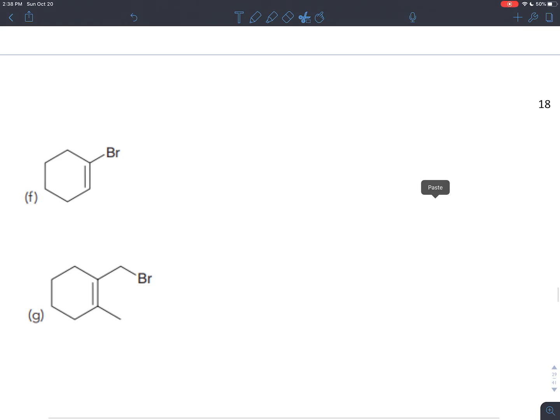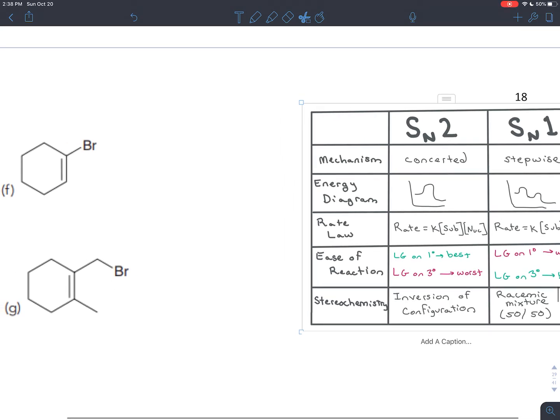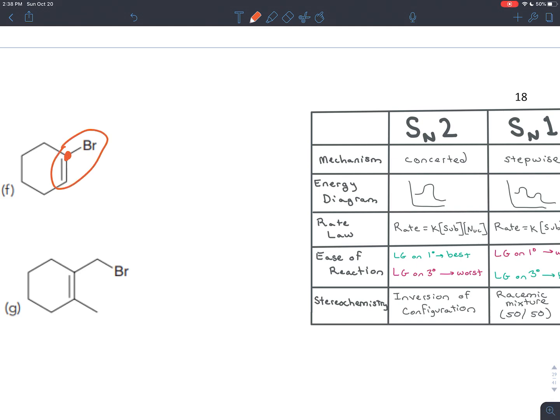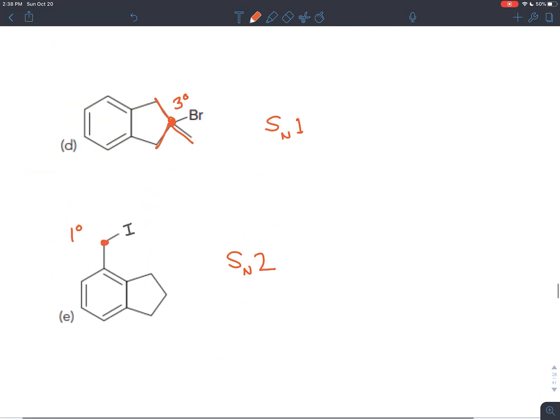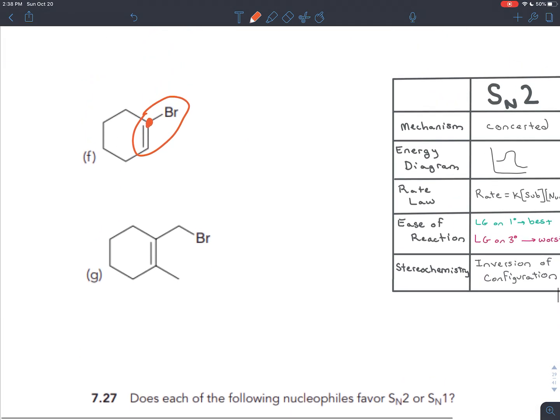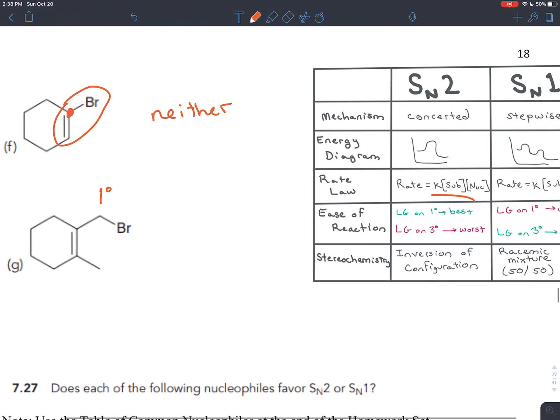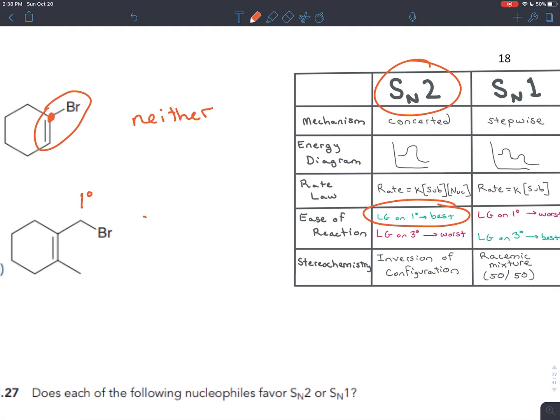So now we'll go down here. For these last two, you see that the bromine is on this carbon. This carbon, though, is involved in a double bond, and that was the neither case. So that won't work. So neither SN1 nor SN2, you wouldn't get a substitution reaction there. Here the bromine is on this carbon. That carbon is just bonded to one other carbon, so it's primary. And if the leaving group is on a primary carbon, that favors SN2.